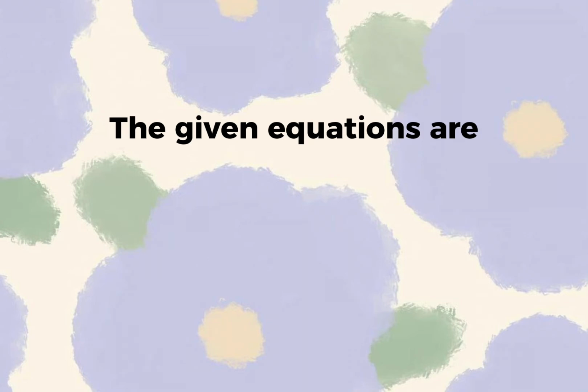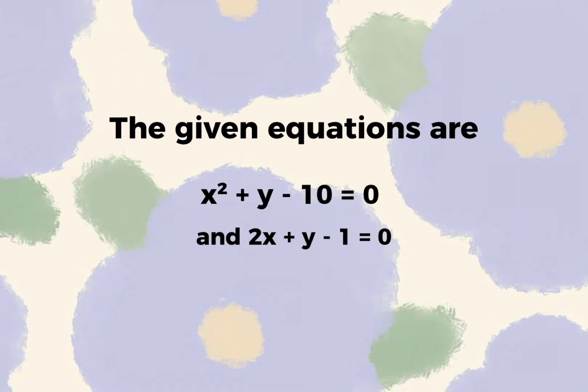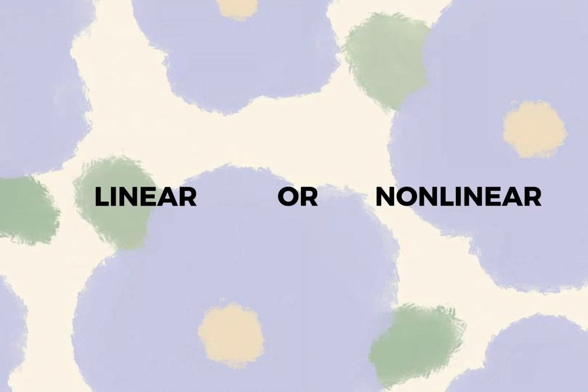The given equations are x squared plus y minus 10 is equal to 0, and 2x plus y minus 1 is equal to 0. First, what we're going to do is identify what type of equation is the given. Is it linear or nonlinear?